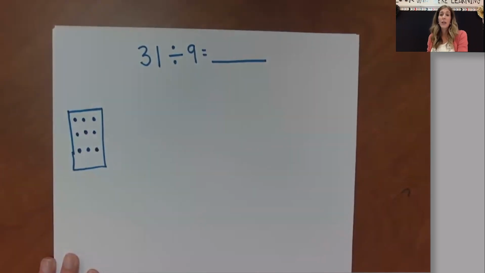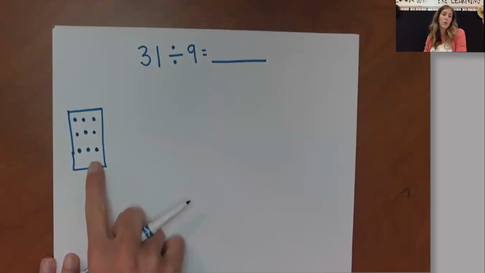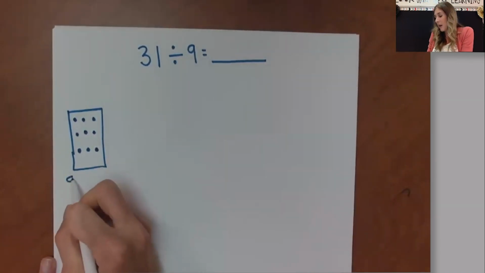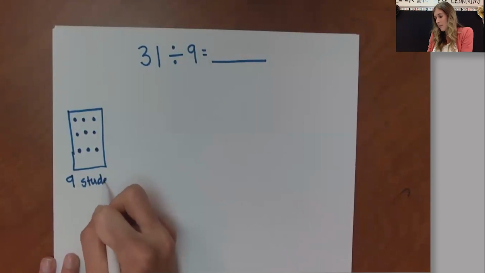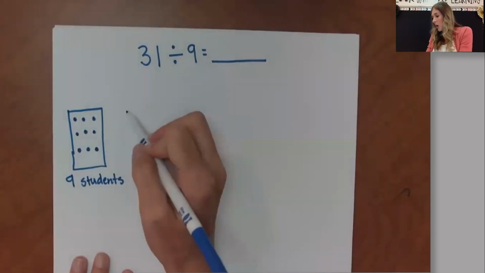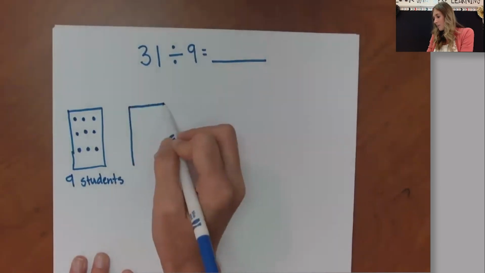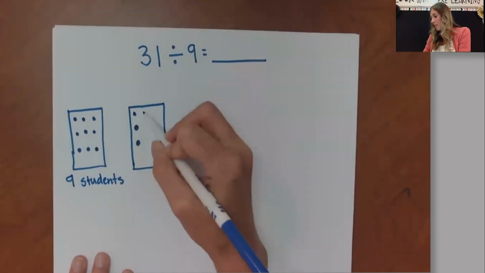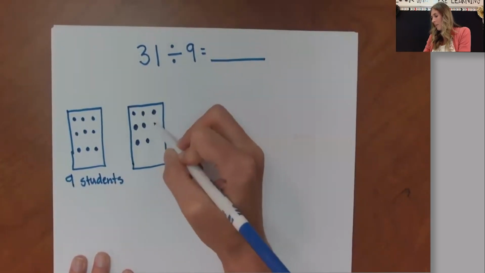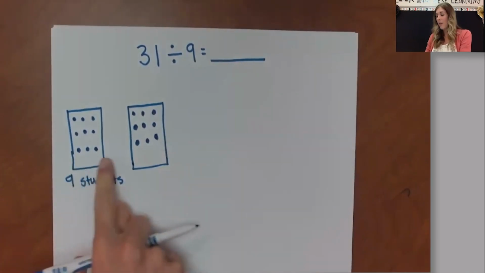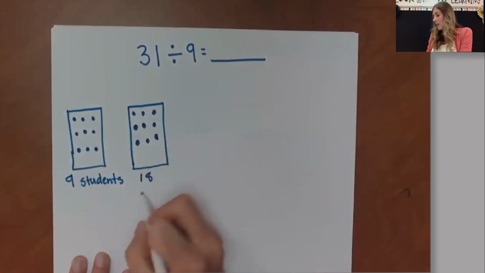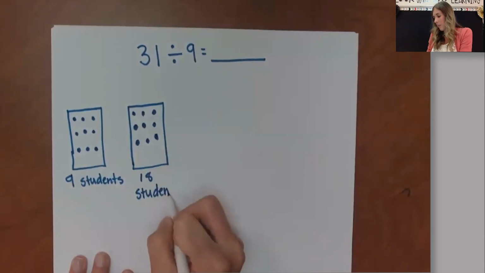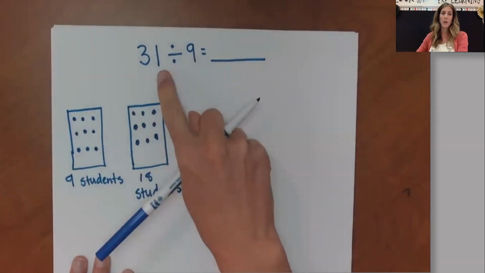We need to drive a total of 31 students to the soccer game. So we have to keep drawing vans until we've drawn 31 students or 31 dots. So in this van, we've got 9 students. So let's draw another van. We can fit 9 more students in this van. So now we have a total of 18 students put into vans. But we need 31 students, so we have to keep going.